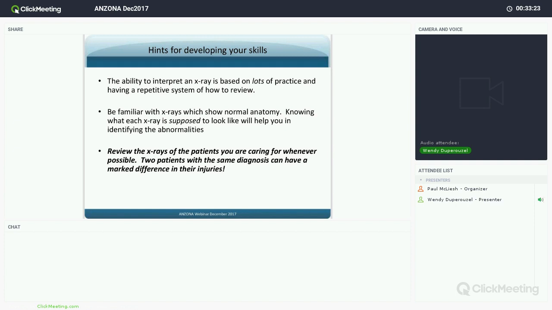Okay, as frequently as you can, and I know that takes a lot of extra time when you're in the clinical areas, but it's the only way that you're really going to fully develop the skills with this. Two patients with the same diagnosis can have a completely different injury, and it can have a lot of impact on the way that you're managing that patient.